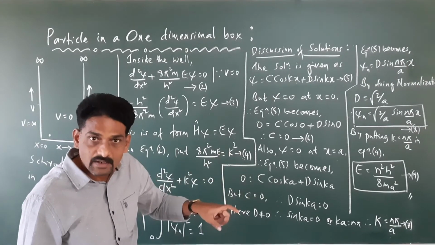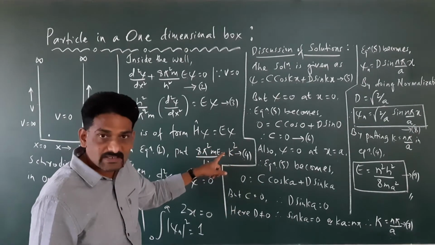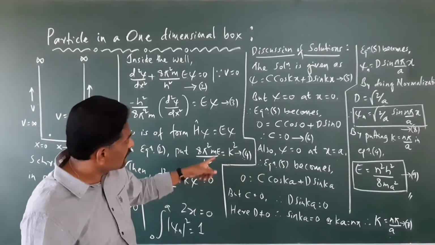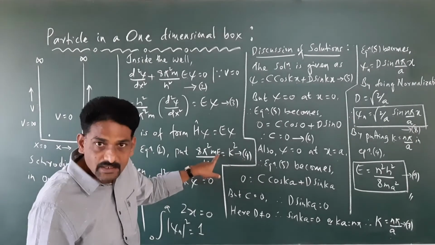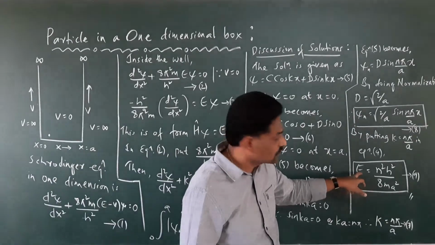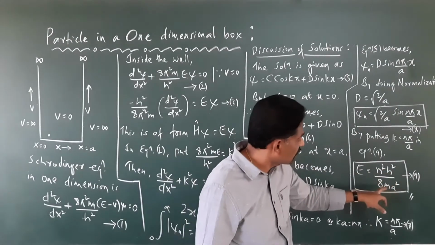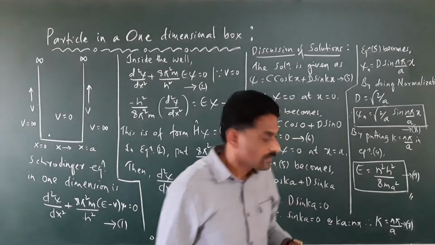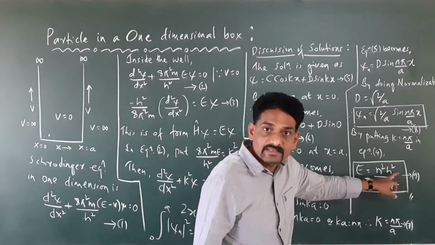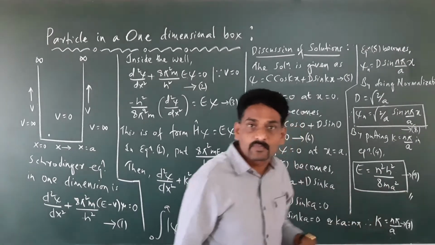And if you simplify, what happens? The pi squares cancel each other. And if you calculate the value of E, what do we get? We get E equals n square h square divided by 8 m a square.